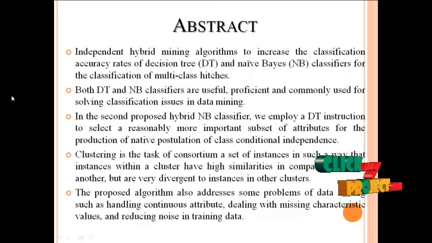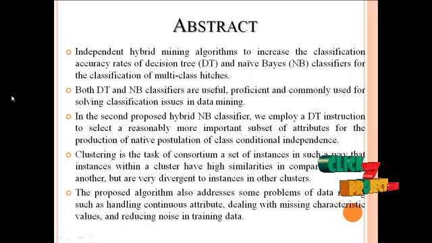In the second proposed hybrid NB classifier, we employ the DT induction to select a reasonably more important subset of attributes for the production of naive postulations of class conditional independence. In this clustering concept, we have to cluster the head and the parent node of each dataset, weather and Soya. If the user selects any one of the datasets, we have to identify the classification and the acquired decision trees, and finally we have to implement the entropy for each head, parent node and child node for each classification. For parent and child nodes, we have removed the noise in the training dataset.